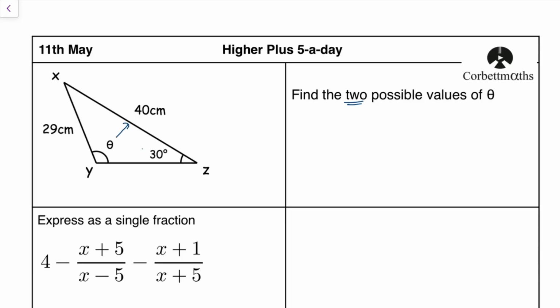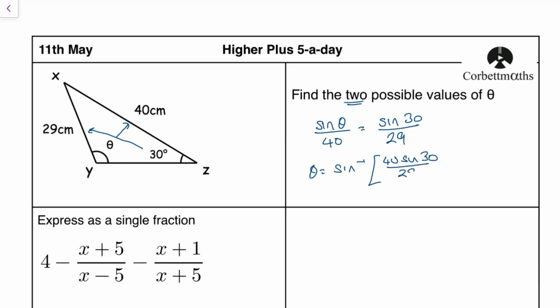So there's my opposite here. This 29 is opposite the 30. So actually this is not too bad a start, is it? So it's going to be sine theta over the opposite side, which is 40, is equal to sine of 30, which is a half. So actually, again, this has made it a little bit easier, over 29. Now, this wouldn't be a non-calculator question, simply because finding theta is too difficult. Anyway, calculator out. So theta equals sine minus 1 in one step, 40 times sine 30 over 29.